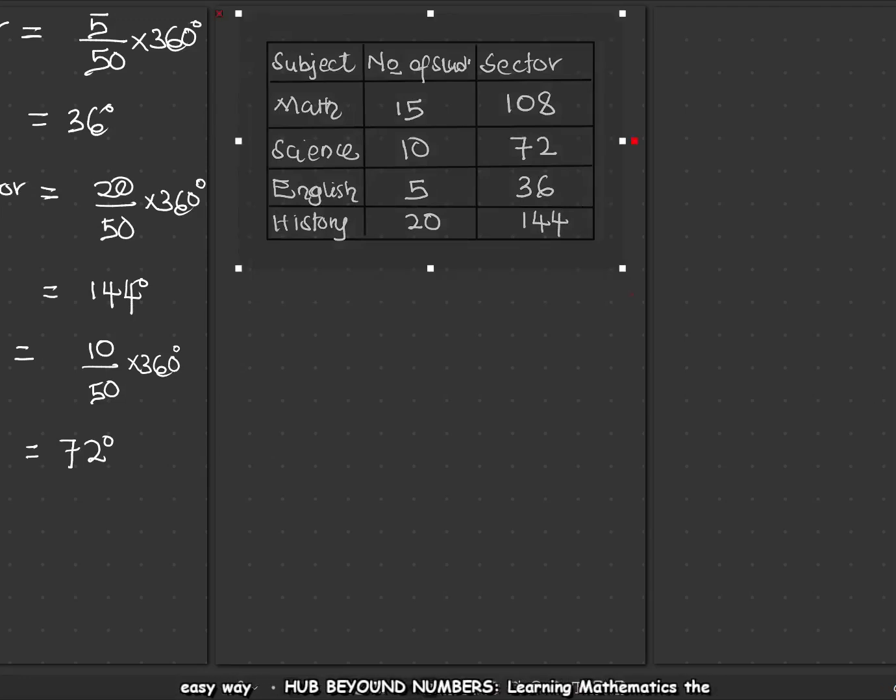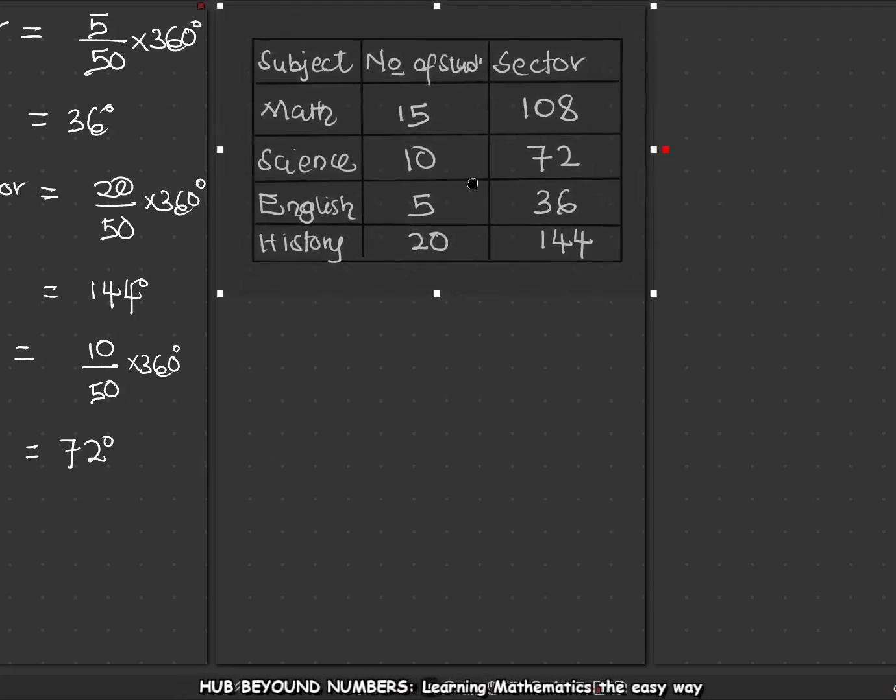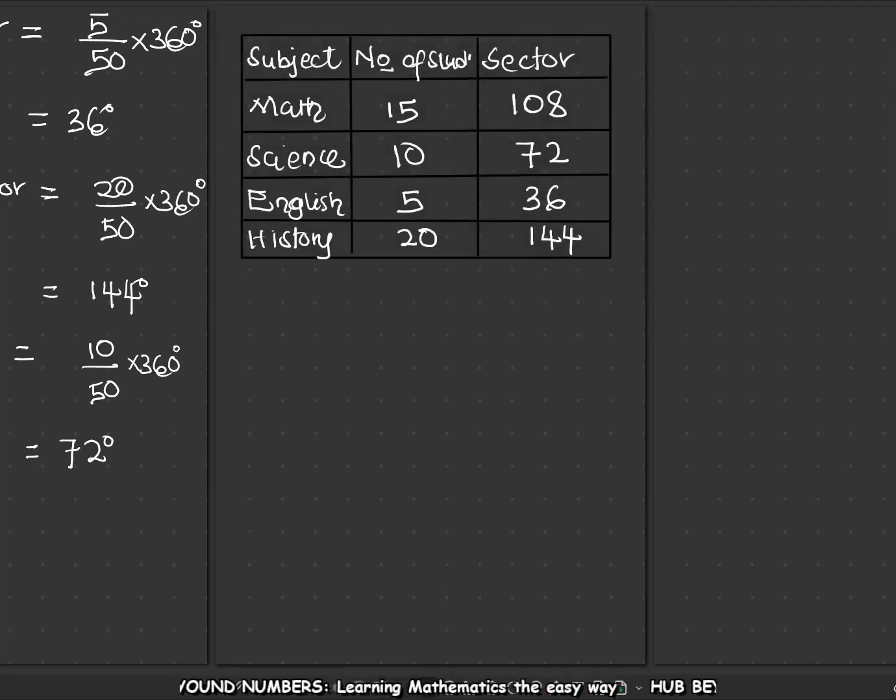We've looked at the subject, the number of students who like it, and then the sectors, all that represents. So now that we have our information, we want to get our pie chart. This is all we need to be able to draw a pie chart. It is important that at the end of all this, if you add these angles, you should get 360. If you don't get 360, then you should suspect that there is an error somewhere.